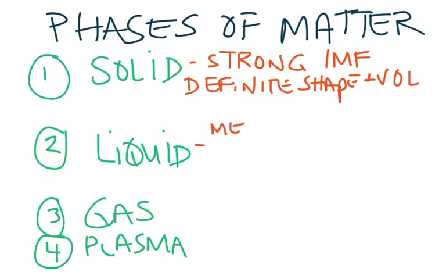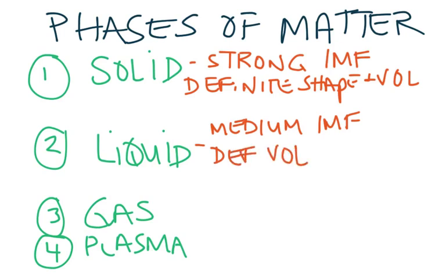Liquids, on the other hand, kind of have medium intermolecular forces. I know medium is a very random word, but just go with it. Their molecules roll over top of each other. We talked about this earlier this year. So they still have a definite volume. If you pour a liquid into a container, it starts at the bottom and fills it up. But they are going to have a varied shape. Because the molecules are not locked together, they will take the shape of their containers.